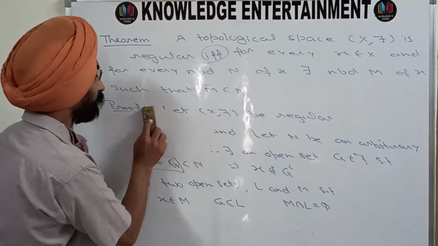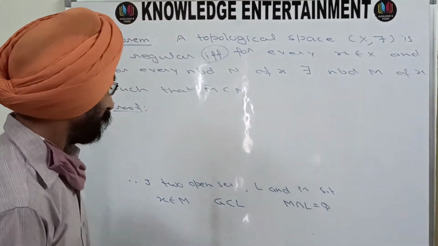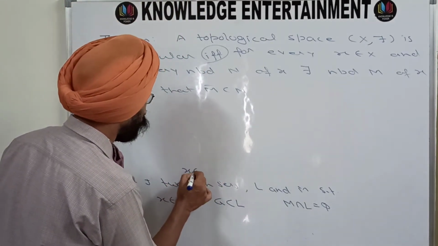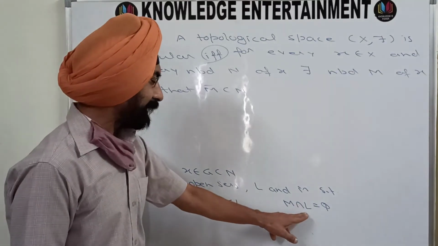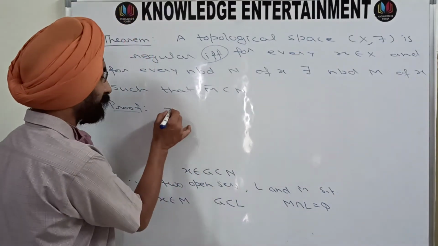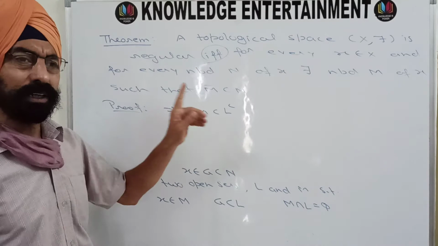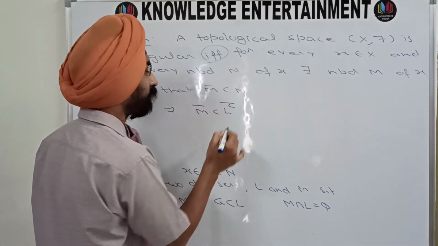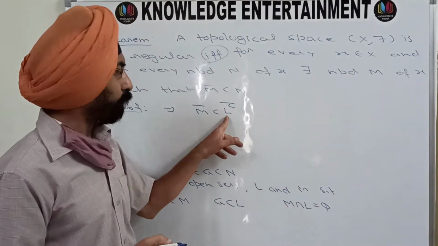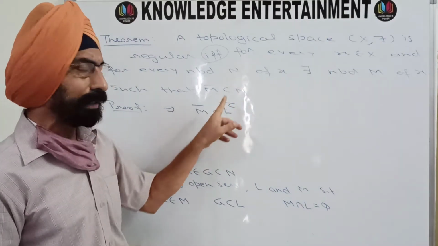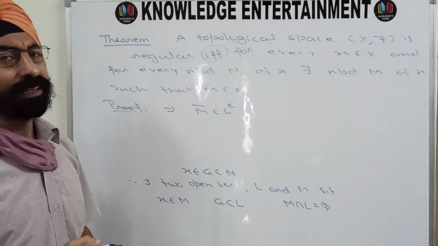Now x belongs to M. Earlier I have written x belonging to G is a subset of N. That will be required. Now M intersection L is empty. This implies M is a subset of L complement. If M is a subset of L complement, then M bar is a subset of L complement bar. L is open, that means L complement is closed, and for a closed set its closure is the same as itself. So you can write M bar is a subset of L complement.